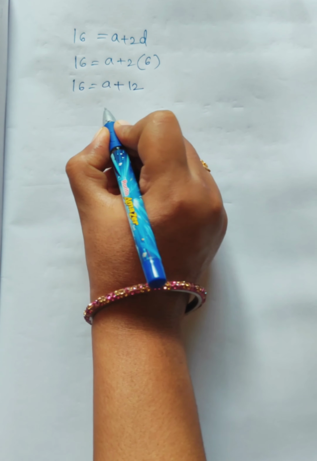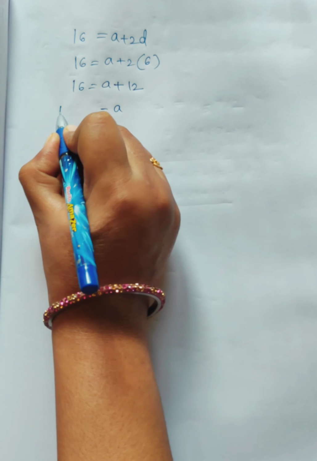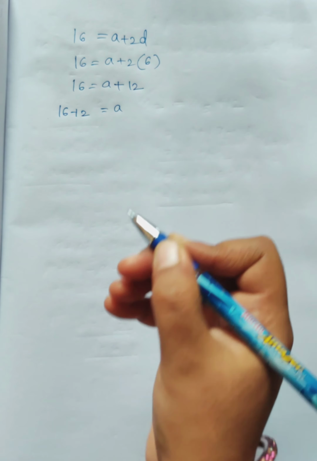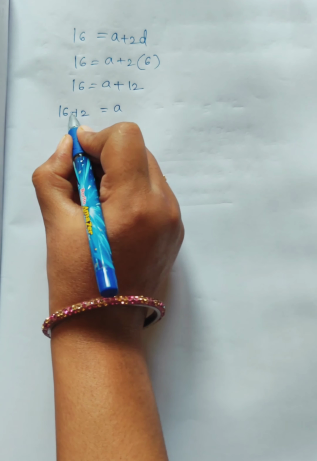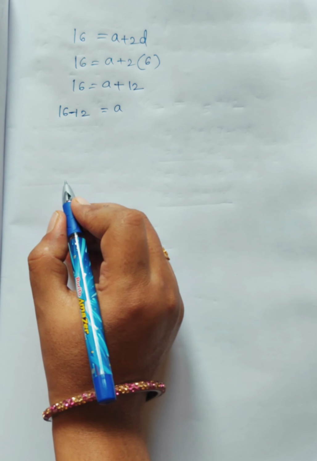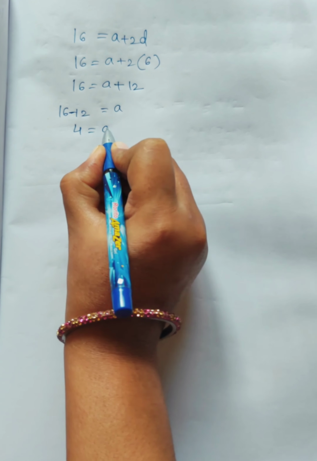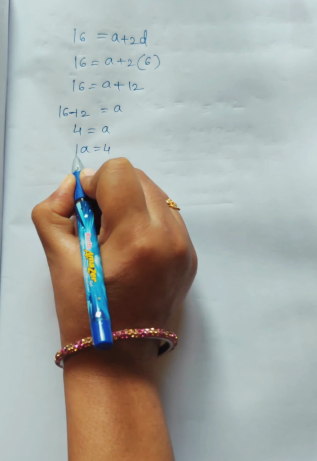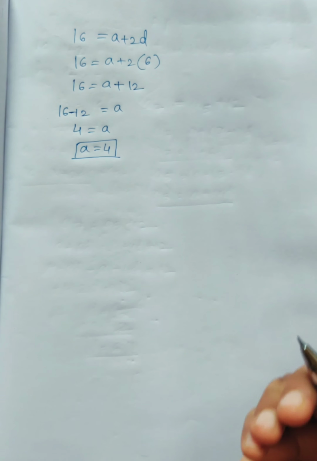Now 16 is equal to A plus, 6 twos are 12. A you keep as it is, 12 you shift here. So 16 minus 12, how much are you going to get? 4. So the value of A is 4. That is, first term is 4.